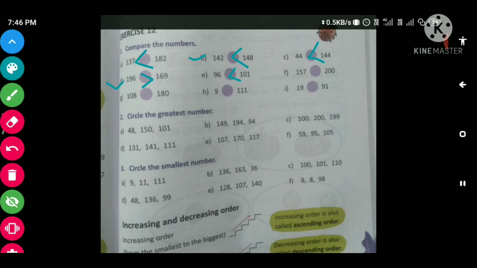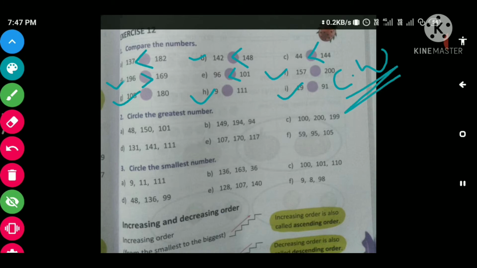Like this only you have to apply the rules that we already discussed. For your understanding I am giving you F, G, H and I. You have to do these 4 in your classwork copy.